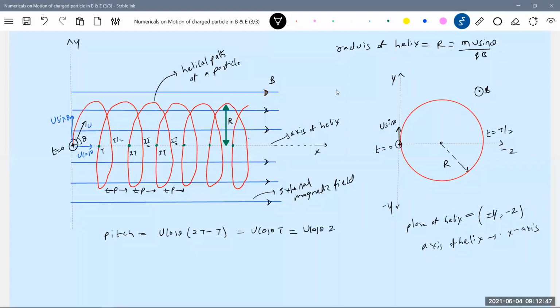What is the time period? T equal to 2 pi m by qB. So this will become 2 pi m u cos theta by Bq, or qB, anything. This is called the pitch of the helical path.